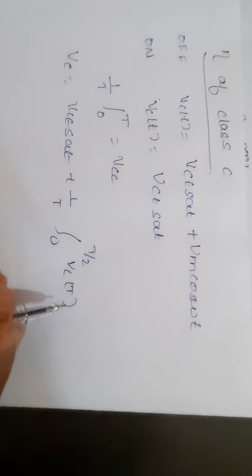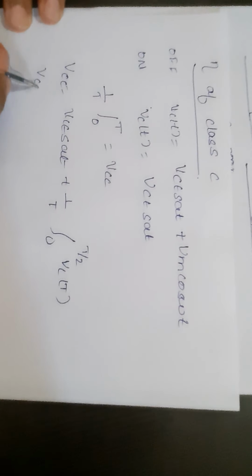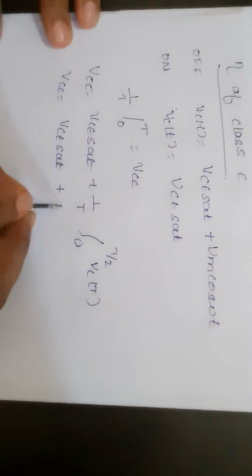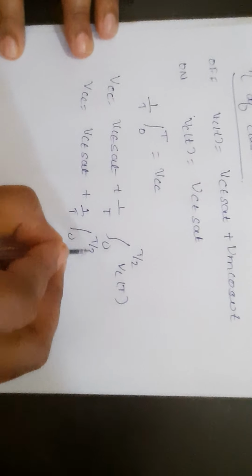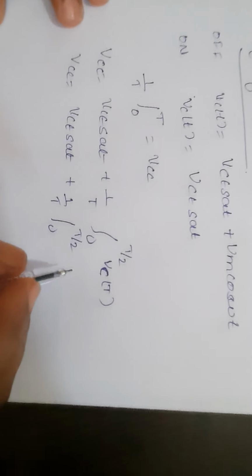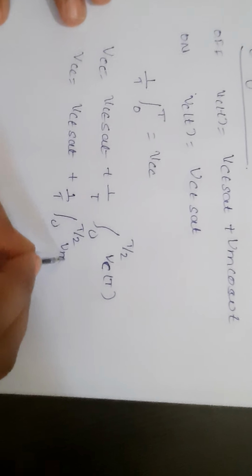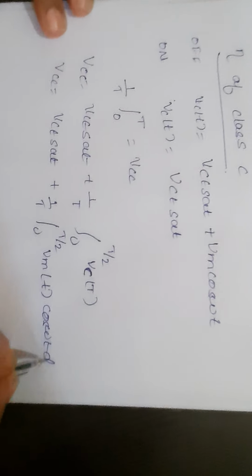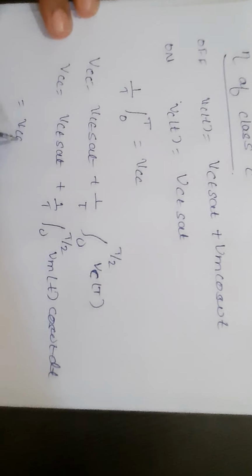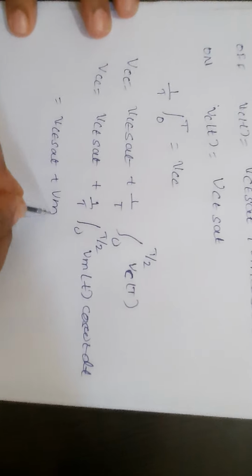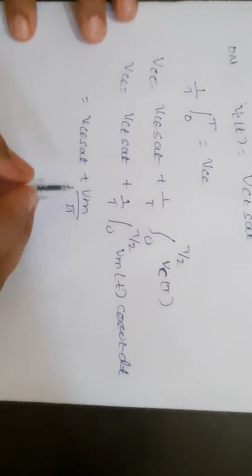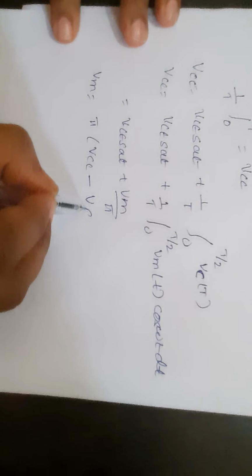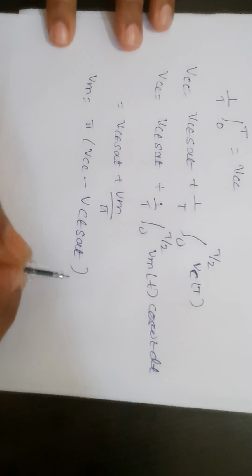Now I can write VCC equals VCE saturation plus 1 upon T integration 0 to T by 2 of Vm cos omega T into dt. If I simplify this, I get VCE saturation plus Vm by pi. Or, to find Vm, it is given as pi into VCC minus VCE saturation.